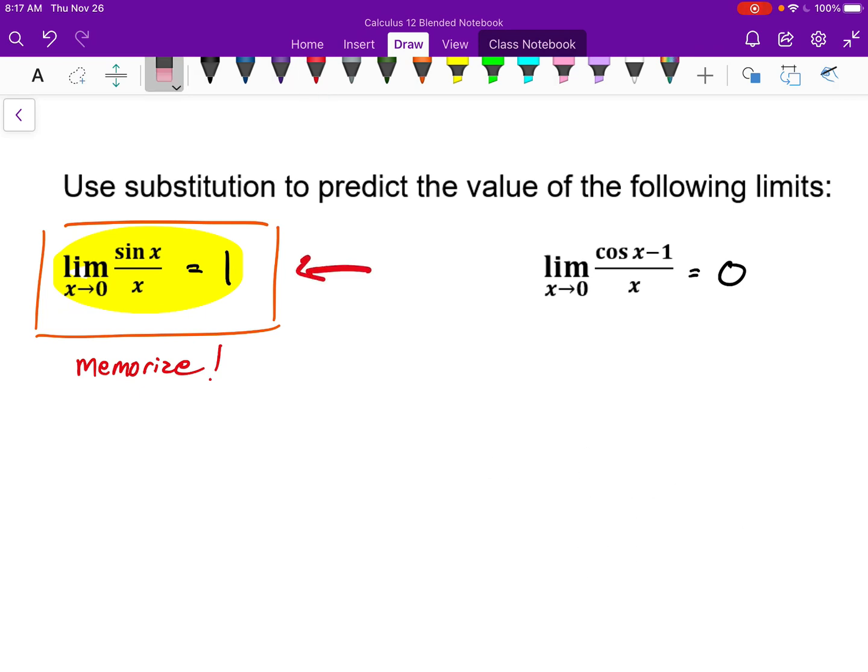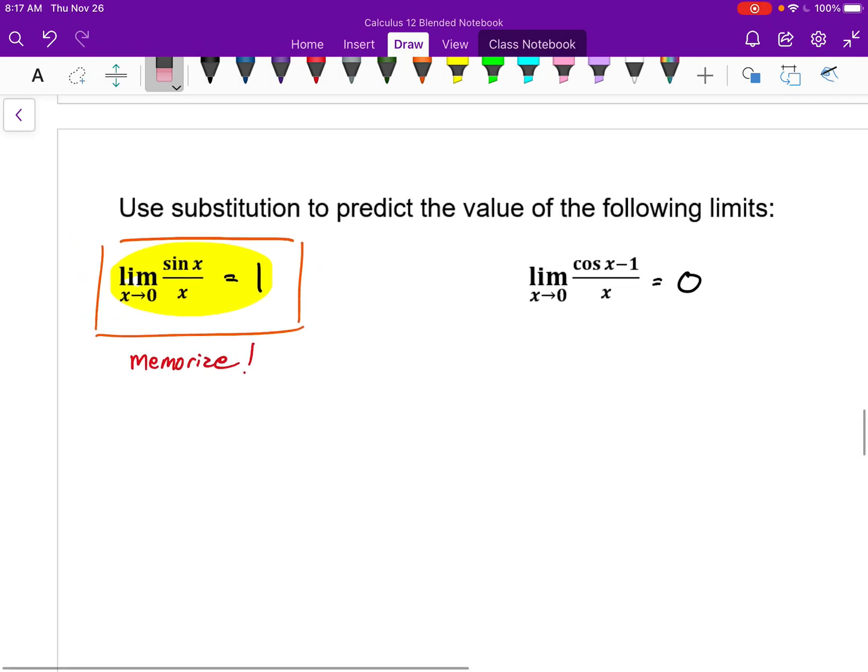All right? So that's it for this first introductory lesson on limits. I think it's a good place to stop.